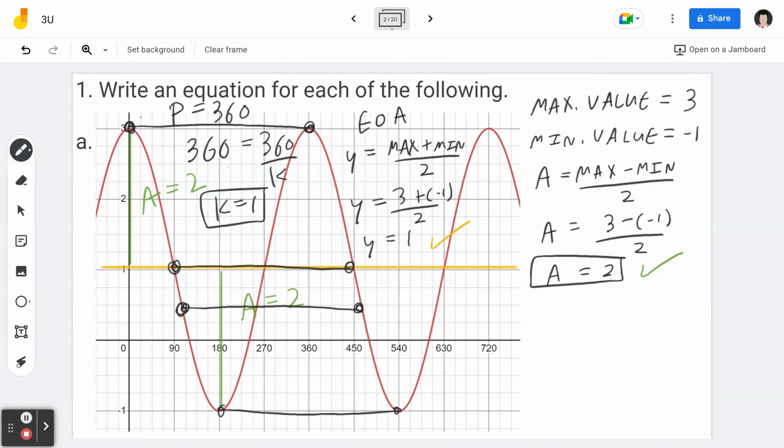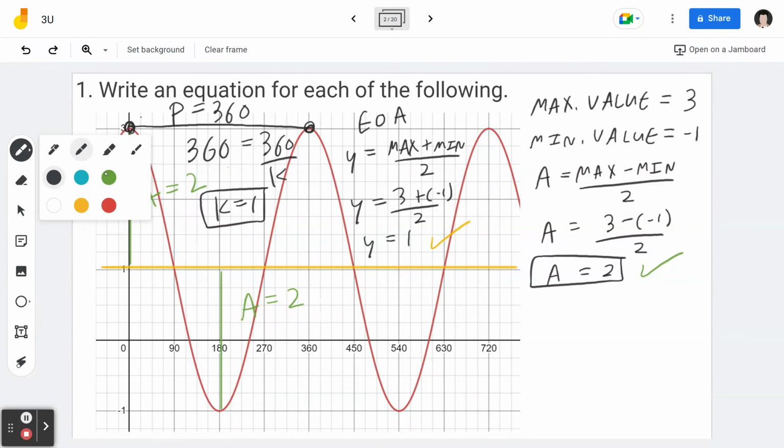But no matter which case you're looking at, the period is always going to be 360 in this case, which means k is going to be 1. Now, I'm going to grab two different colors for you. One, I'm going to start with the sine function. The second one, I'm going to start with the cosine function.